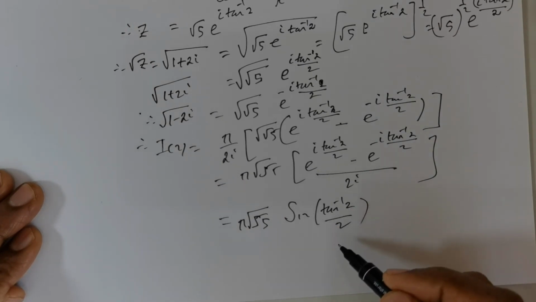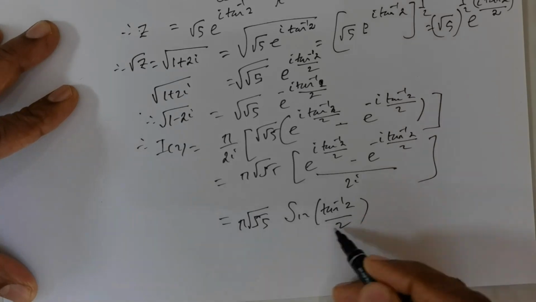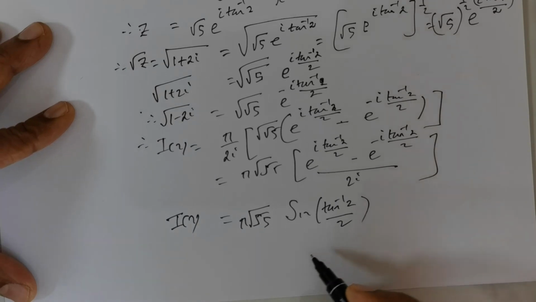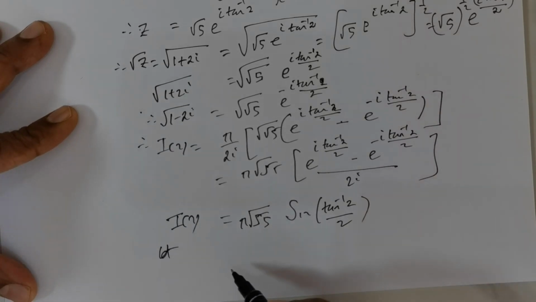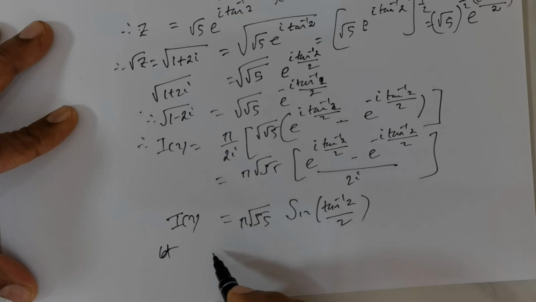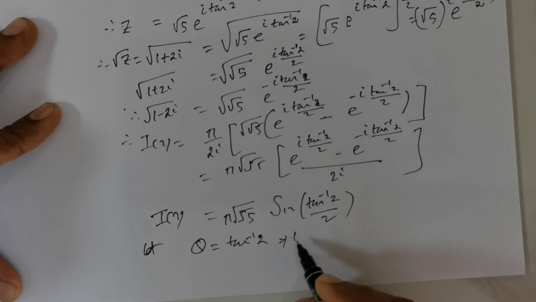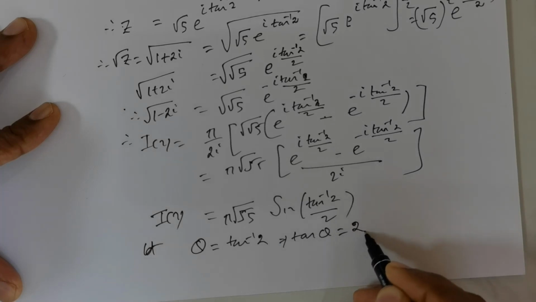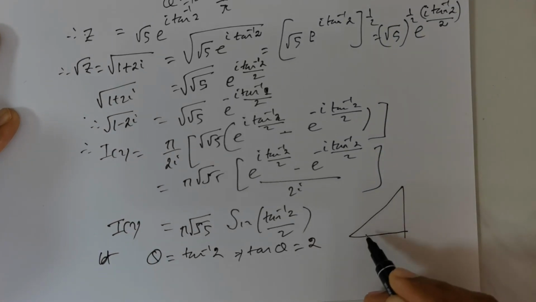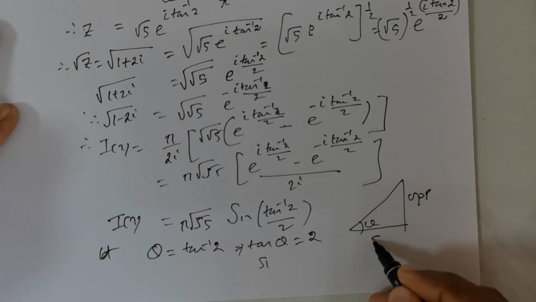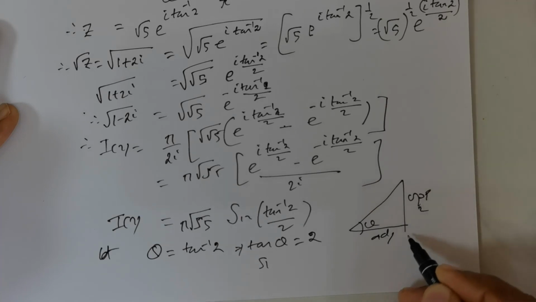But now the all important part is we will have to find out what exactly is this value. That is an important thing. What is tan inverse of 2? So I'm going to take, let's say phi or theta. You can take anything. I'm going to take theta. Let theta be equal to tan inverse of 2. So this would mean my tan theta is equal to 2. So that would mean this is my theta. Tan theta is opposite over adjacent, right? So it's going to be 2 over 1.